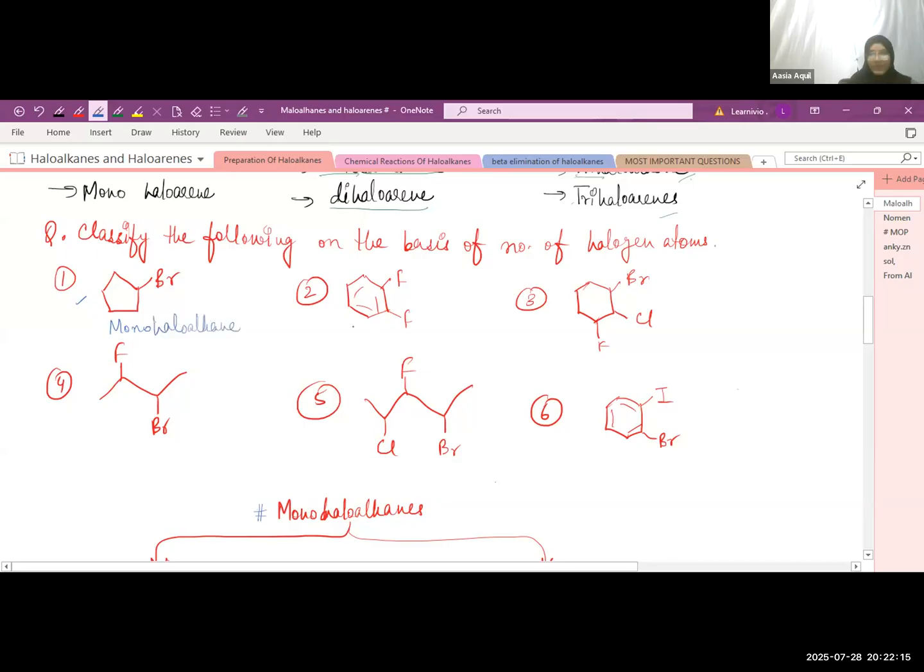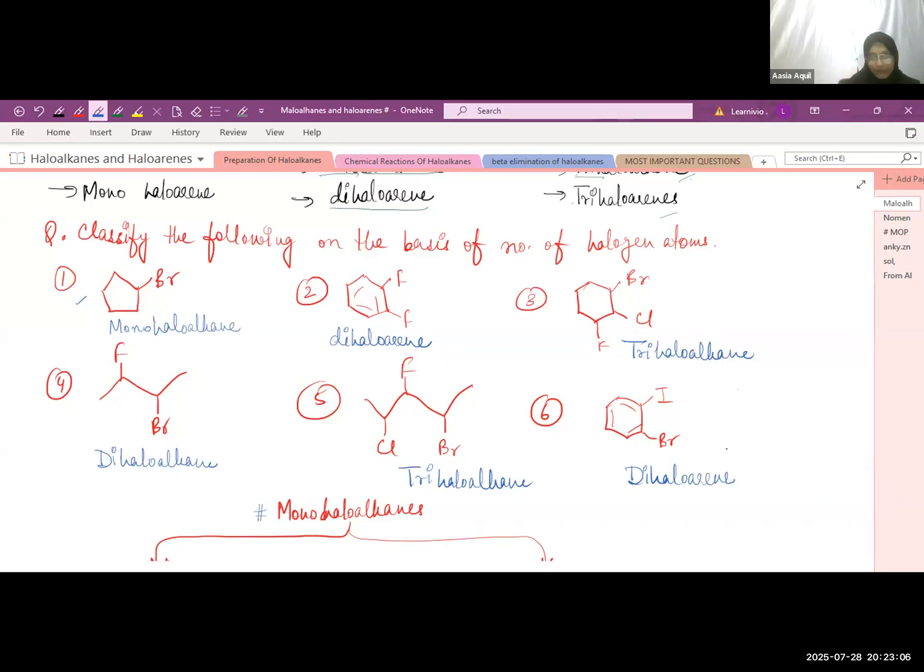Second one, dihaloarene. Very good. Third one, trihaloalkane. Very good. Fourth one, dihaloalkane. This one, trihaloalkane. And this one, dihaloarene. Okay, so that's how we classify different compounds on the basis of the number of halogen atoms: mono, di, and tri.